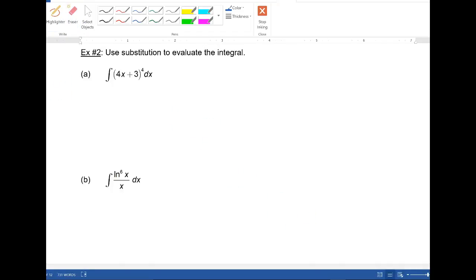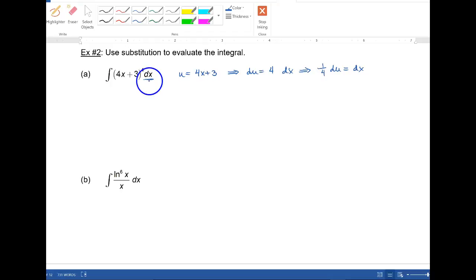Okay, so for the next few examples, I'm not going to give you u. We have to figure out what that is. So the first one's pretty straightforward. It's going to be whatever's inside the parentheses here. So I'm going to make u equal 4x plus 3. So now I'm going to find du, which is 4 dx. Now, you'll notice I don't have a 4, I just have a dx here. So I'm going to divide both sides by 4, or think of that as 1/4 du being equivalent to dx.